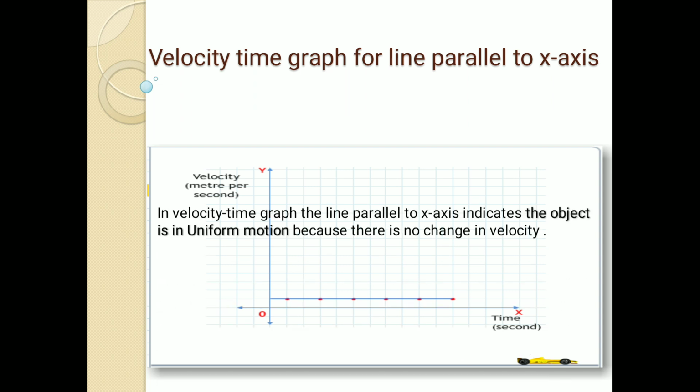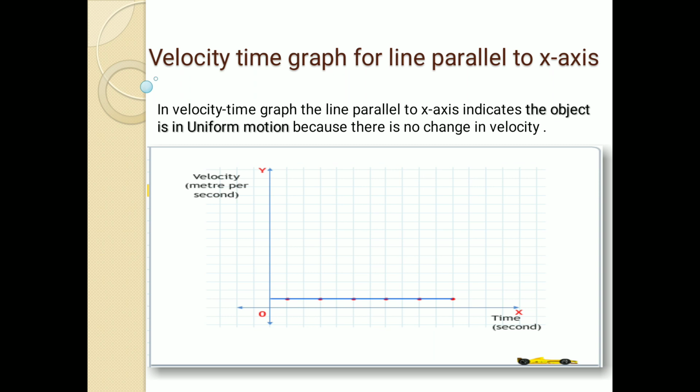Is it right? What does it indicate? So look here. In a velocity time graph, the line parallel to the x-axis indicates the object is in uniform motion. Uniform motion means a constant velocity, which means there is no change in velocity. That is the reason this graph indicates the object is in uniform motion. Is it clear? Velocity is constant, right? Time is changing, but there is no change in velocity. So we can say that the object is moving in uniform motion.